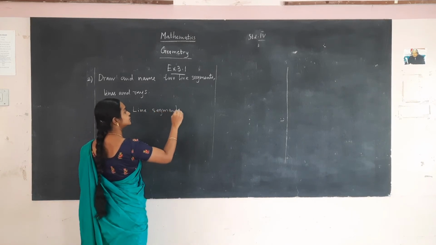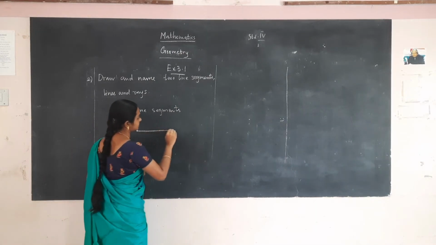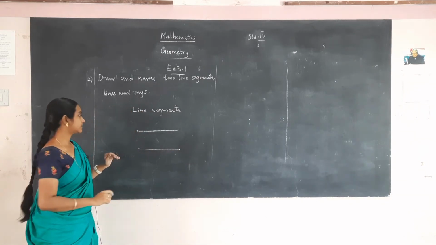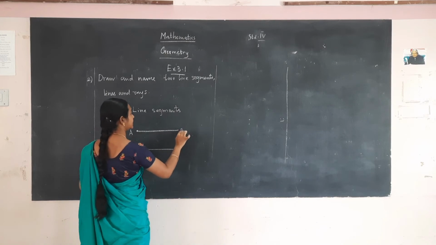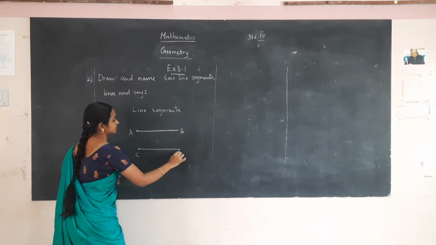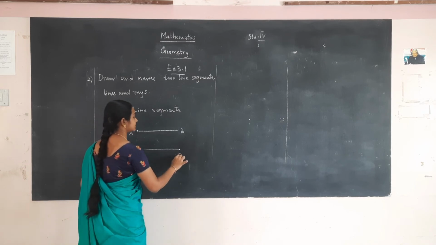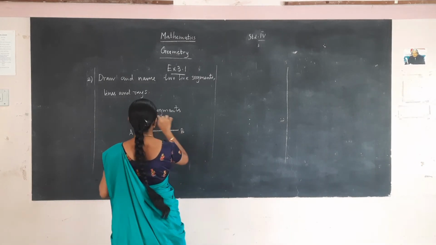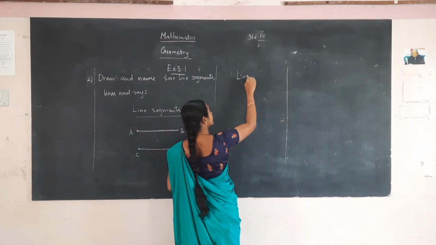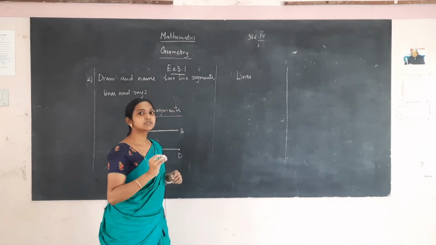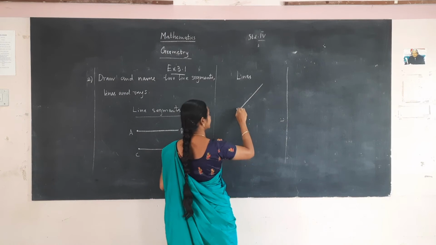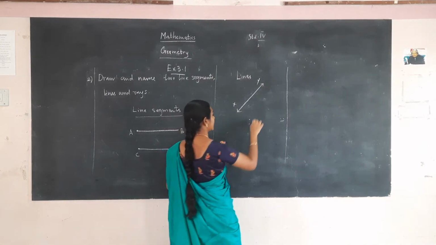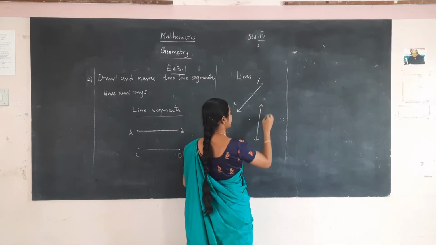We have to draw two line segments. I have drawn two line segments, that is AB. This will be CD. Next we have to draw lines. Lines means they don't have a starting point and an ending point. This is line XY and this is line AB.